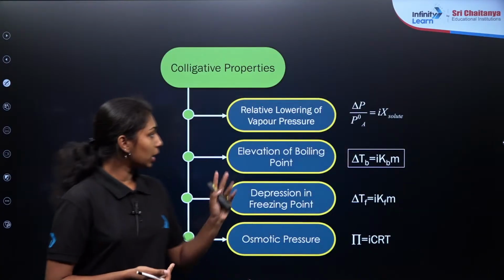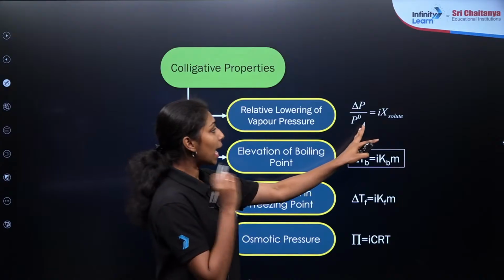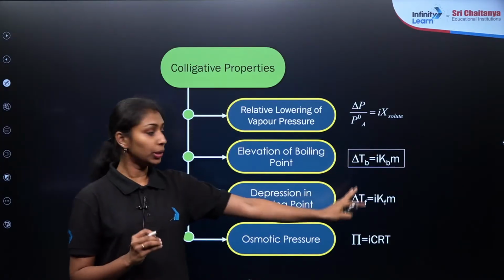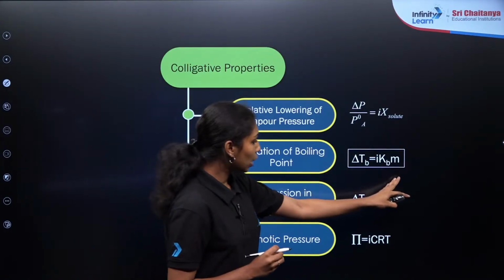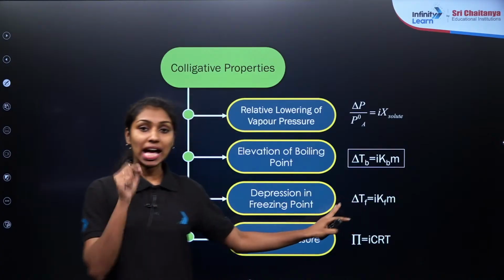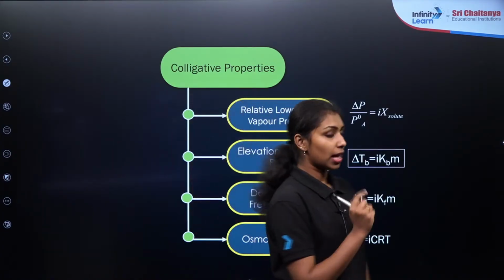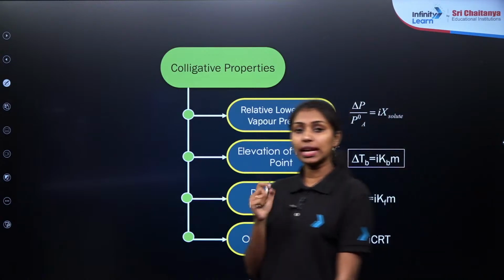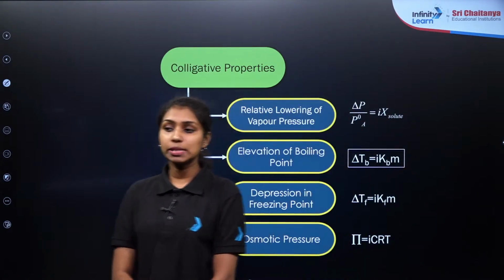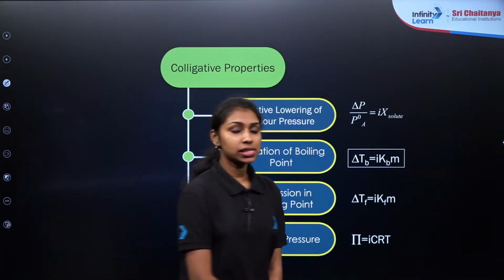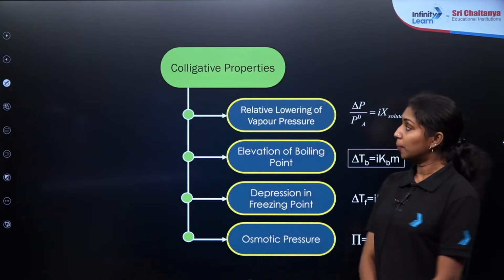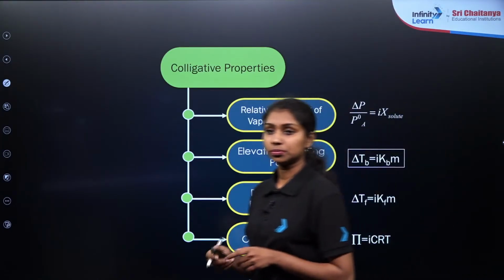So the final equation will become, for the relative lowering of vapor pressure, i into mole fraction of the solute. Then for delta Tb, i into Kb into m. For delta Tf, it is equal to i into Kf into m. And finally, for the osmotic pressure, it is equal to i into CRT. Just by multiplying with the Van't Hoff factor, you will get the abnormal colligative properties due to the association or dissociation of the molecules in the solvent.